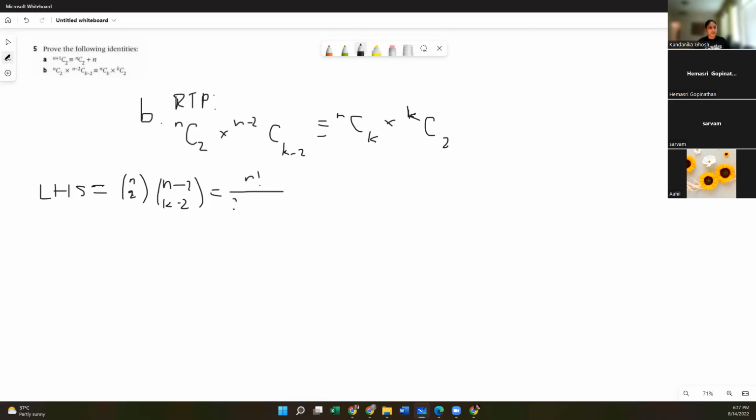This equals, okay, so remember the thing that we just went over, n factorial over r factorial times n minus r factorial. Here r is 2, so you have 2 factorial times n minus 2 factorial. And on this one, n is n minus 2, so you're going to have n minus 2 factorial over here, and your r is k minus 2. So you're going to have r factorial, which is k minus 2 factorial, times n minus r factorial. So we're going to have n minus 2 minus, in parentheses, k minus 2.